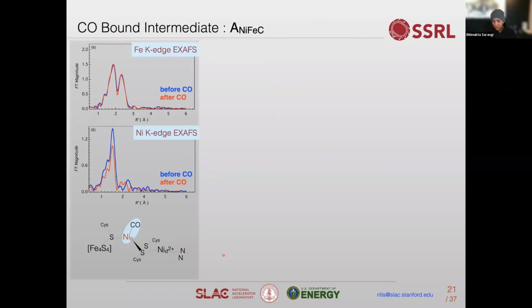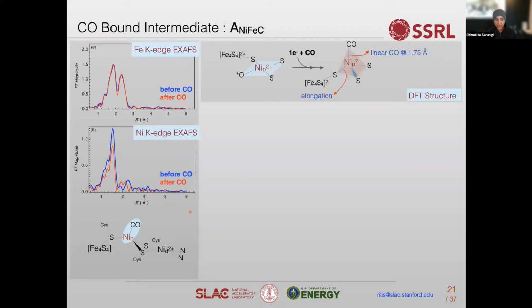So because this site has both an iron and a nickel center, we can look at them from both iron XAPs and nickel XAPs. And I'm comparing the Fourier transforms here to the left, and you can see there's really no change in the iron XAPs before and after CO binds, but there's a big change in the nickel XAPs before and after, both in the first shell and in the second shell. And that clearly tells us that CO binds to nickel, the nickel P center, and the distance was around 1.75 angstroms. But that was the extent of information we could get from the XAPs data.